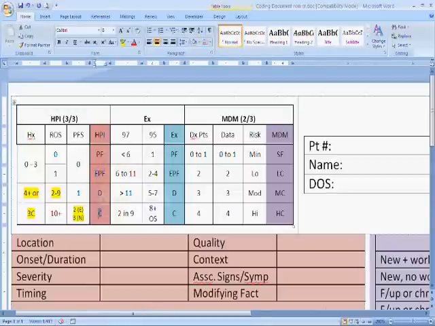Problem focus is the smallest. It's the least in point value, the lowest. Comprehensive is the highest. Okay, you can see these grid marks right here. The rule is that the lowest guy wins.